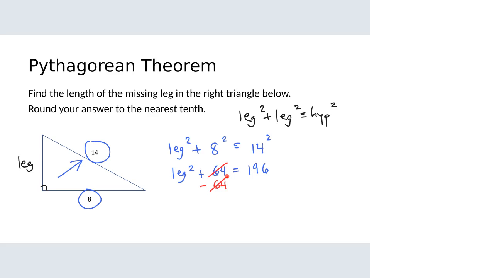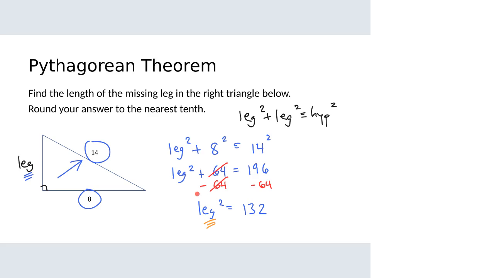And if we subtract 64 on the left, we have to subtract 64 on the right. Where that gets me is now I have leg squared is 196 minus 64, or 132. I have one more step to go. I want to know how long this leg is. Right now, what I have is leg squared. So I need to make squaring go away.